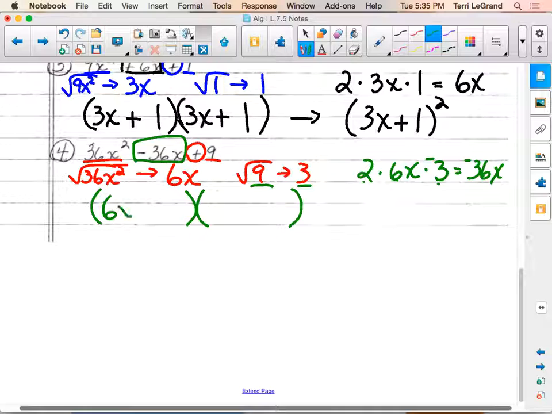Both of them will start with 6x. Both of them will end with 3. This time our middle term is negative. Subtraction in both. How would we possibly see this in an answer bank? You might write it in the shortcut method of 6x minus 3 to the second power, the binomial squared times itself.